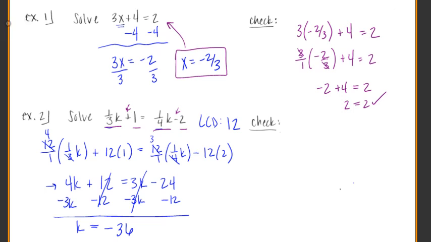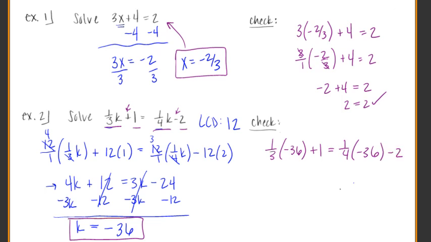Okay, so like what we did in example 1, let's go through and check our answer. If I have k equals negative 36, let's see what happens here. So 1/3 times negative 36 plus 1 should equal 1/4 times negative 36 plus 2. Okay, well, 1/3 of 36. How many times does 3 go into 36? 12 times. And a positive and a negative will make it a negative.